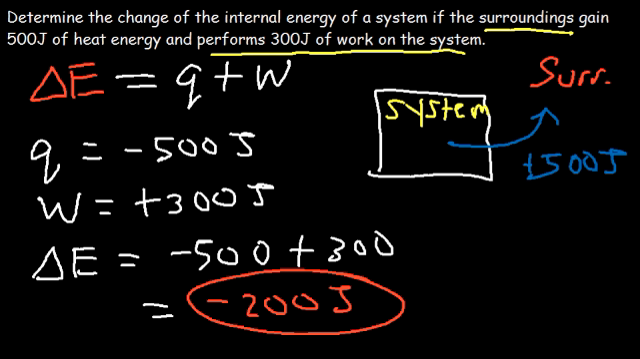So imagine you deposited 300, but you withdrew 500. Your account has decreased by 200 bucks. In this case, the system lost 200 joules of energy overall.